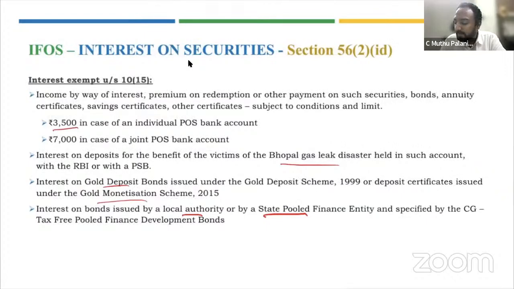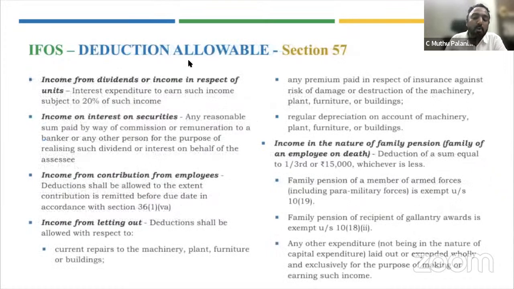So with respect to this, this is what we are covering about the interest. And then what we are going to understand is, what are the expenses that can be claimed? So when you say deduction allowable, it says income from dividend. If you have income from dividend or an income in respect of units, you can claim interest expenditure, but maximum of 20% of such income. Maximum exemption that you can get is 20% of such income. Income on interest on securities.